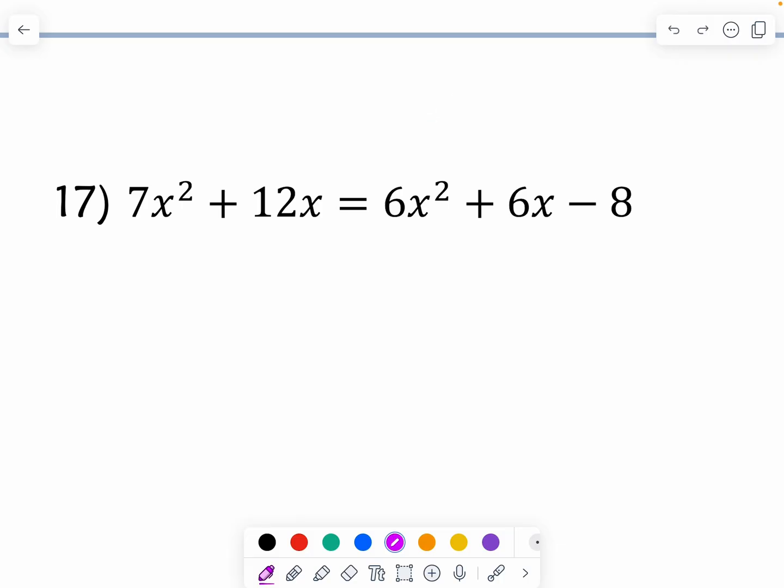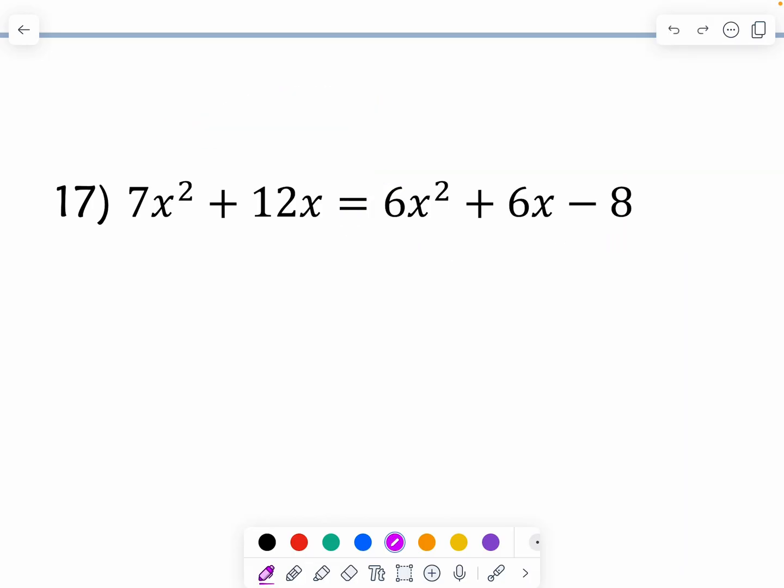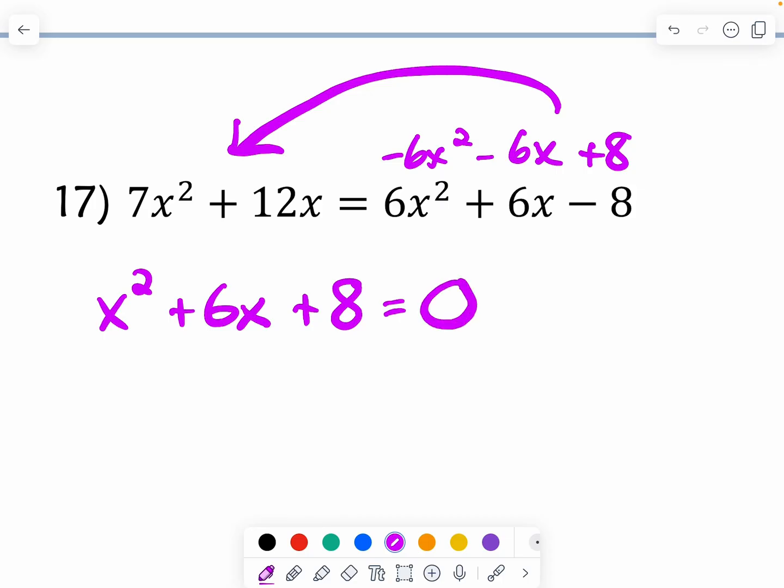So my step one is move all of this stuff to this side. How I do that is I literally do the opposite of all of the terms on the right side. And I'm going to move all of those at once to the left side and put them in the correct order. So I have 7x squared minus 6x squared, so I'm left with 1x squared. I have 12x minus 6x, which is 6x. And then I don't have a term here. I'm just bringing over a plus 8, so I just bring over my plus 8. And now it's equal to 0, and it looks more like what we're used to.